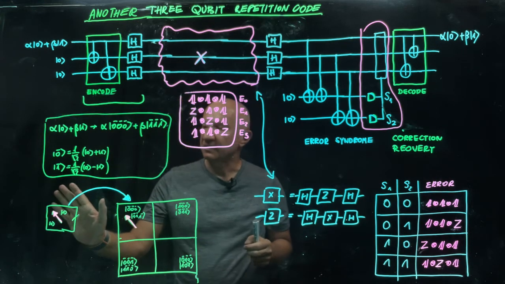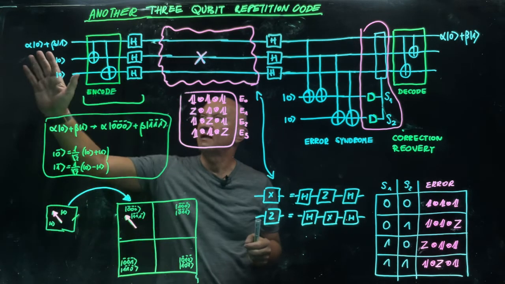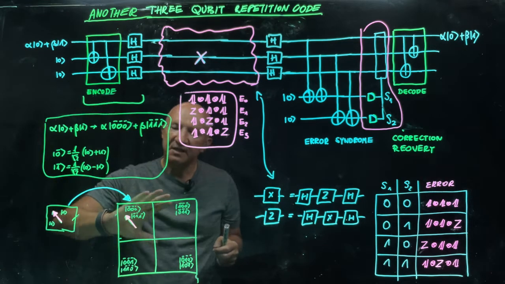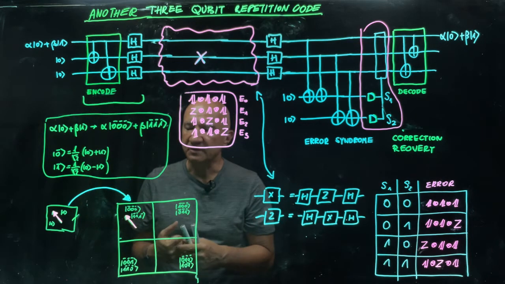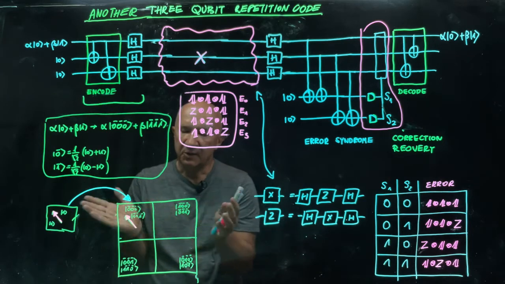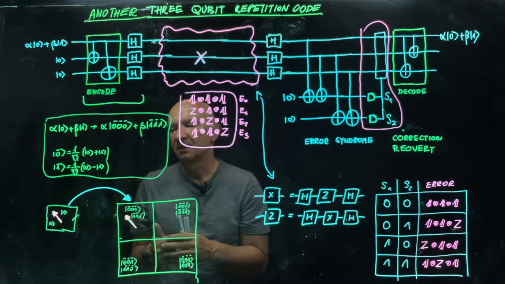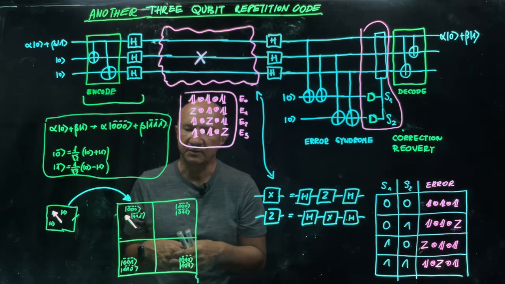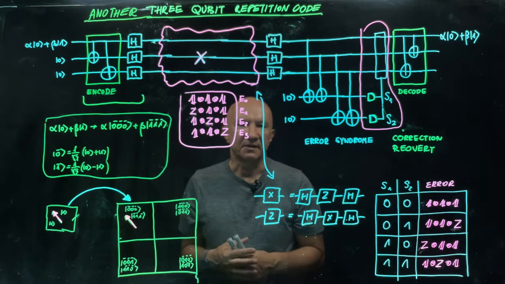So now you can see that in the process of encoding, the state alpha 0 plus beta 1 is then inserted into this 8-dimensional Hilbert space associated with the 3 qubits that we have here. But the code space now is spanned by 2 vectors, and it is 0 bar tensor 0 bar tensor 0 bar. That's one of the basis vectors, and the other one is 1 bar tensor 1 bar tensor 1 bar. And the rest of the procedure is essentially the same.